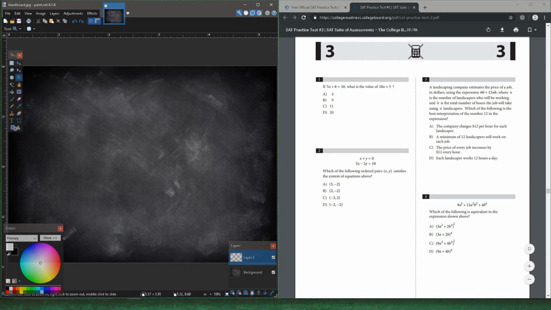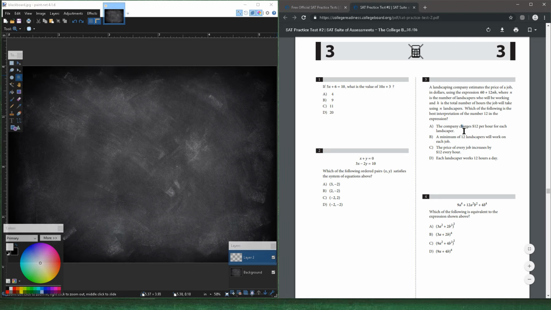The price of every job increases by $12 every hour. This is not true because for just this job, the price is $60 plus 12 per hour for that one. So what this one is saying is that every single job increases by $12 for every hour, but it's just for that one job, and it's $12 per hour for a worker. So C is wrong because of the interpretation of the question. So the answer would be A.